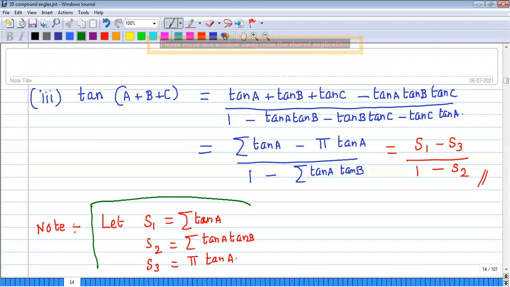But you need to remember this one. This notation is very important. Tan of A plus B plus C is equal to S1 minus S3 by 1 minus S2. You remember it like that only. So, a very simple manner.